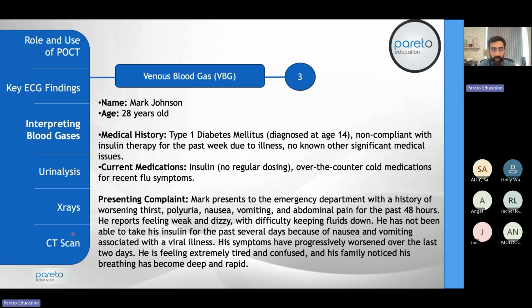This is a really typical circumstance, by the way. Have you guys seen patients with such a presentation before?